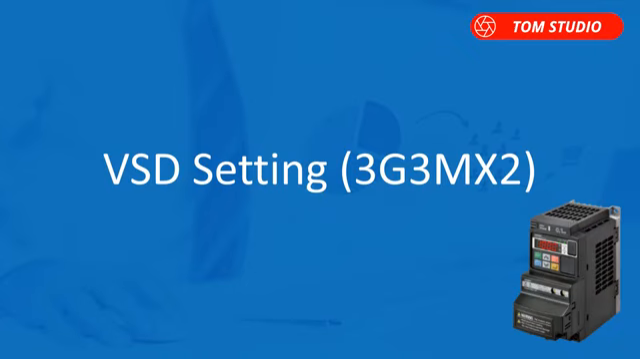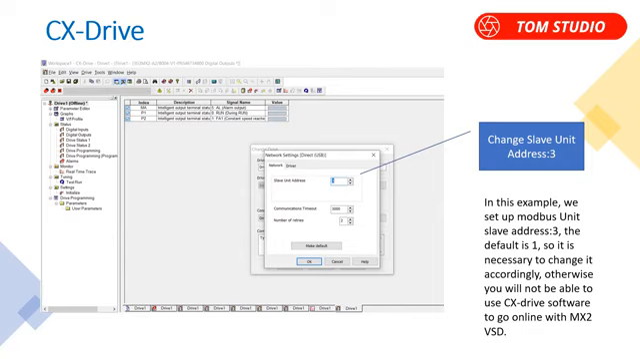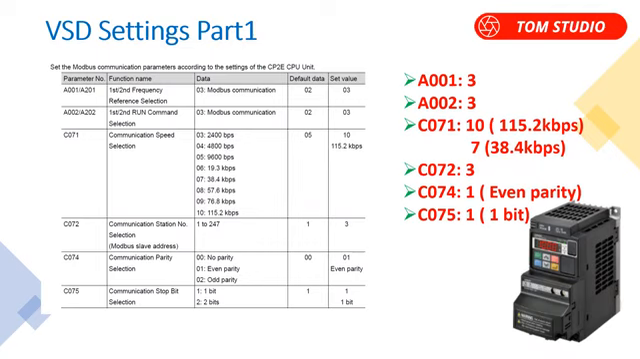In this example, we set up Modbus unit slave address 3, the default is 1, so it is necessary to change it accordingly, otherwise you will not be able to use CX Drive software to go online with the MX2 VSD. A001, frequency reference, if it is set as 3, means Modbus comms is used. A002, run command reference, if it is set as 3, means Modbus comms is used. C071, 10, means highest speed, 115.2 kbps, please use shielded cabling, otherwise you won't reach this speed.